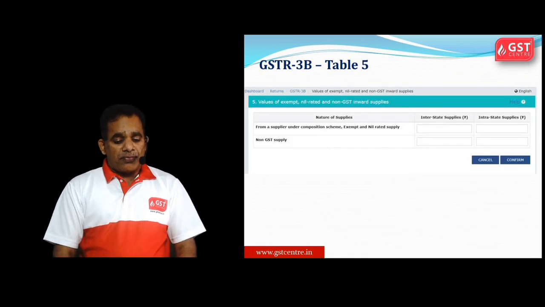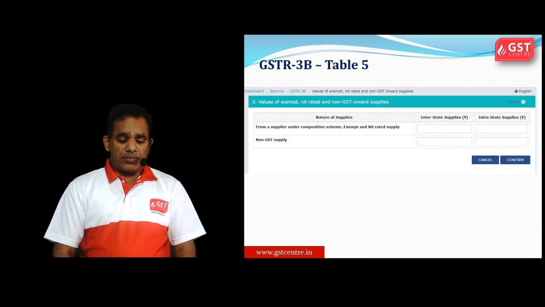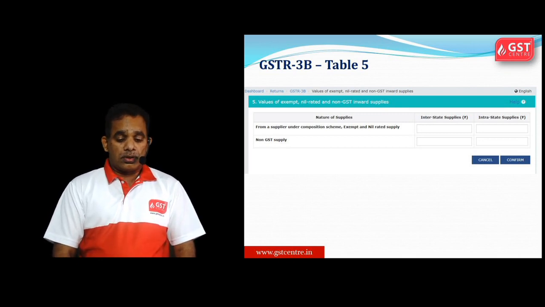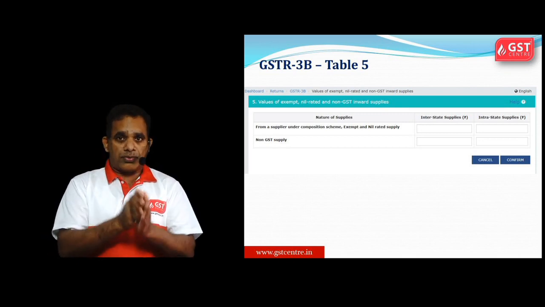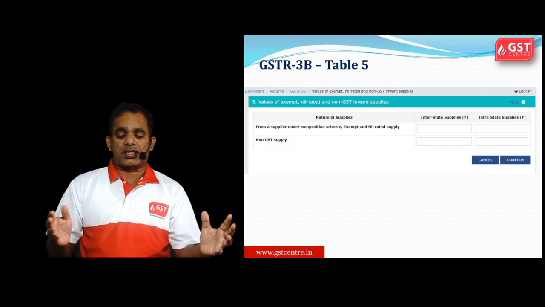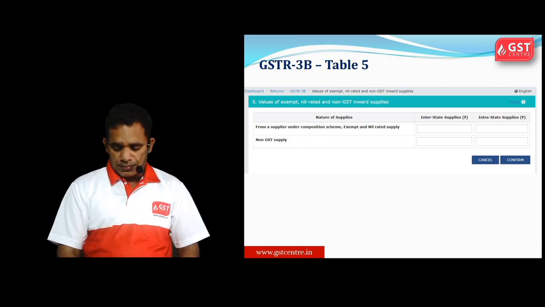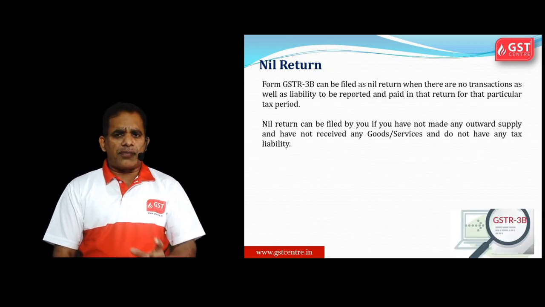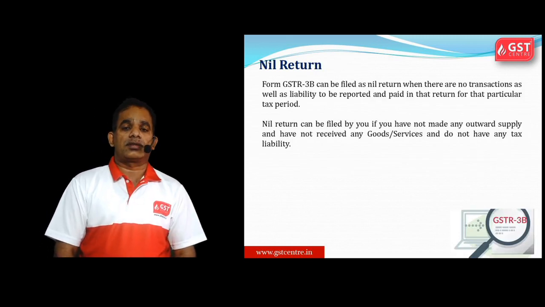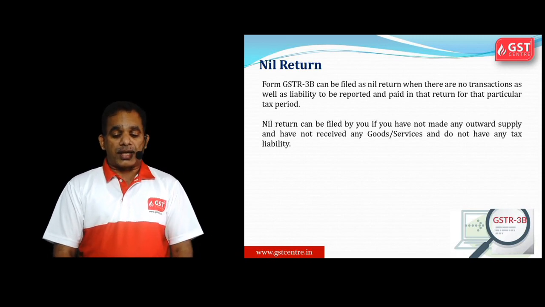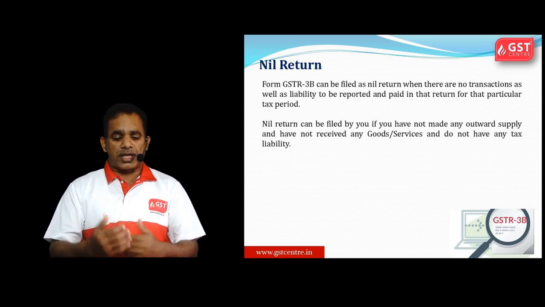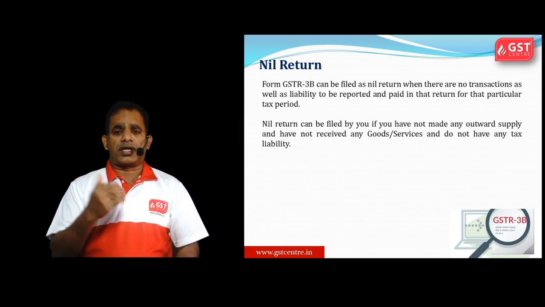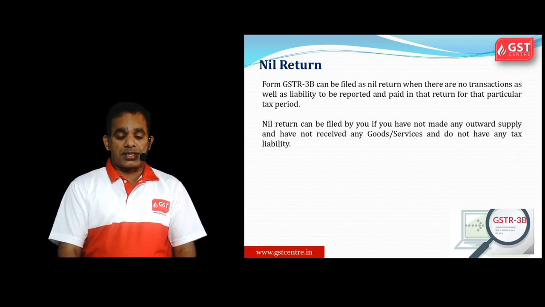And coming to table 5, values of exempt, nil rated and non-GST inward supplies should be given with the classification of interstate supplies and intrastate supplies. Suppose you don't have any outward and inward supplies, then you can file a nil return, so you can show that there is no liability for you. So this nil return filing is very simple in GST.